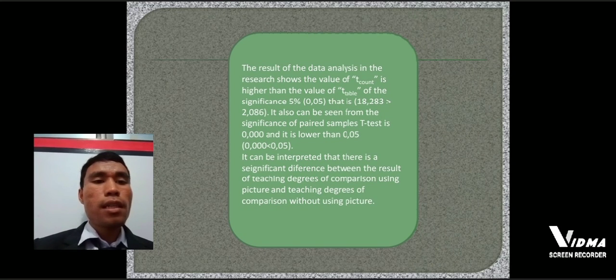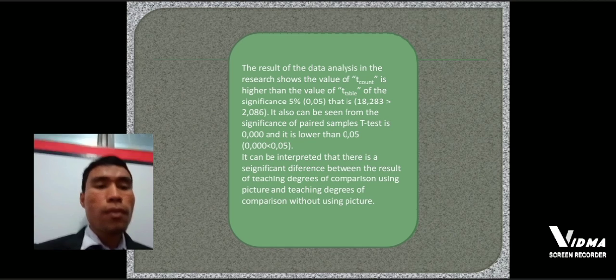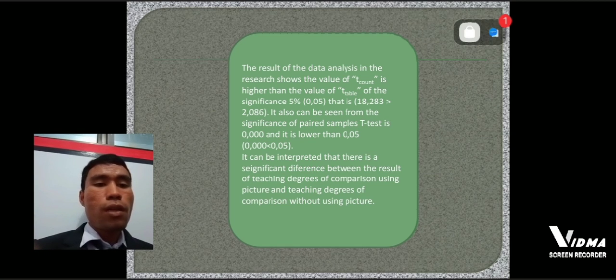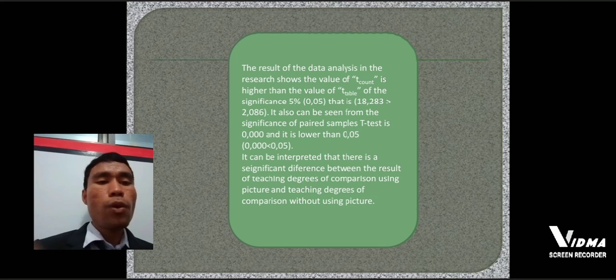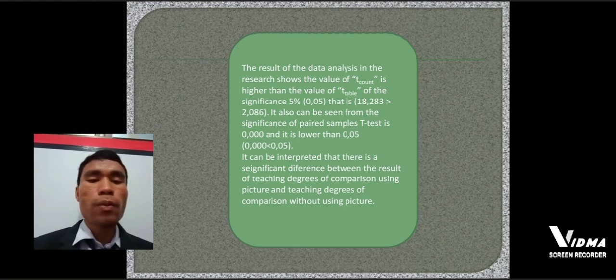The result of the data analysis in the research shows the value of t-count is higher than the value of the table, at the significance 5% or 0.05. It can also be seen from the significance of paired sample t-test, which is 0.000 and lower than 0.05. It can be interpreted that there is a significant difference between the result of teaching degrees of comparison using pictures and teaching degrees of comparison without using pictures.